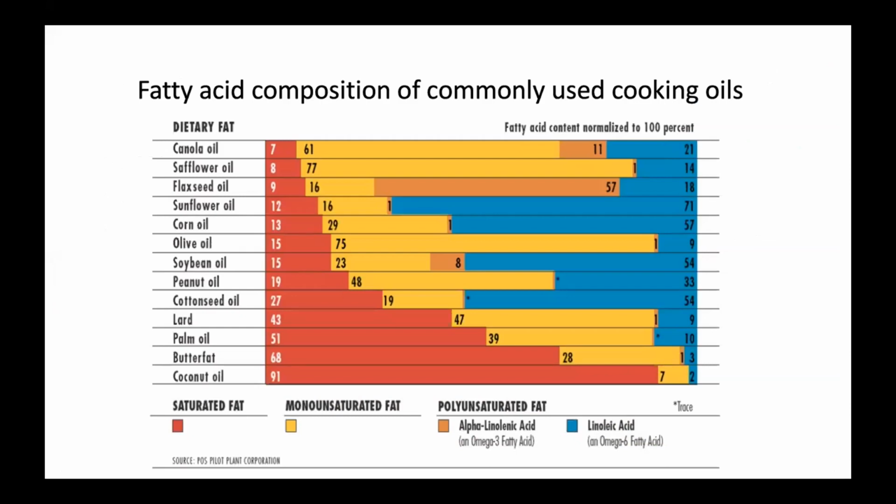So for the fatty acid composition of commonly used cooking oils, this red line is for the saturated fat, the orange and blue are for the polyunsaturated fat, and yellow is for the monounsaturated fat. If you see alpha linolenic acid, which is orange, it is maximum in flaxseed, followed by canola oil. And you see that coconut oil is a very, very rich source of saturated fat.